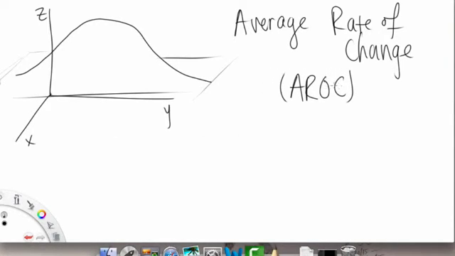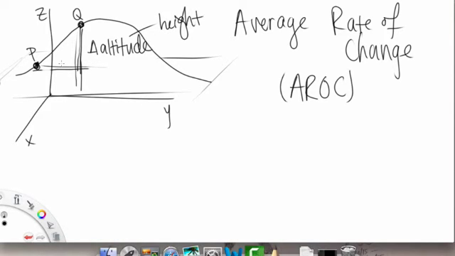Sometimes we want to calculate this, so we'll say that the average rate of change is from P to Q, okay? Let's say P is down here, at the bottom of the hill, and Q is up here. So what is our average rate of change? We're going to draw a triangle, and this is the whole rise over run thing. This is the change in altitude, this side here. Altitude means height, okay? And our run down here is the change in the horizontal direction, okay?